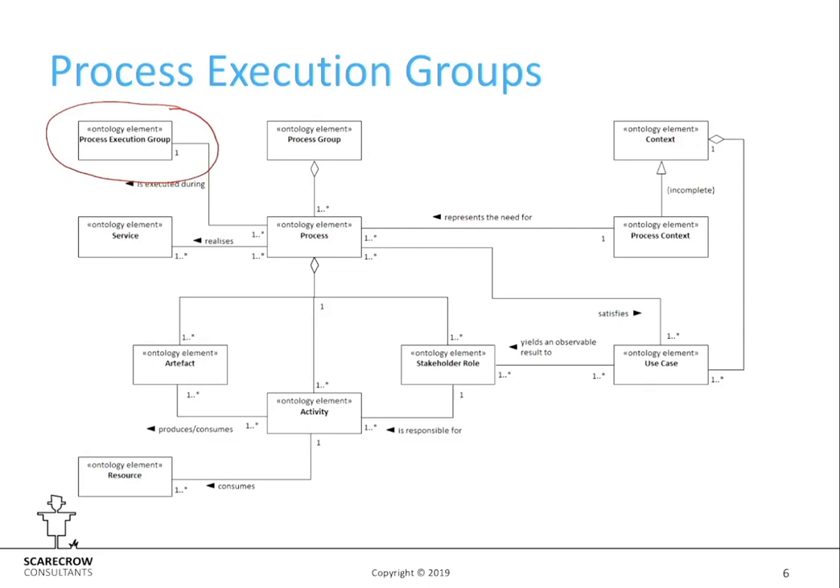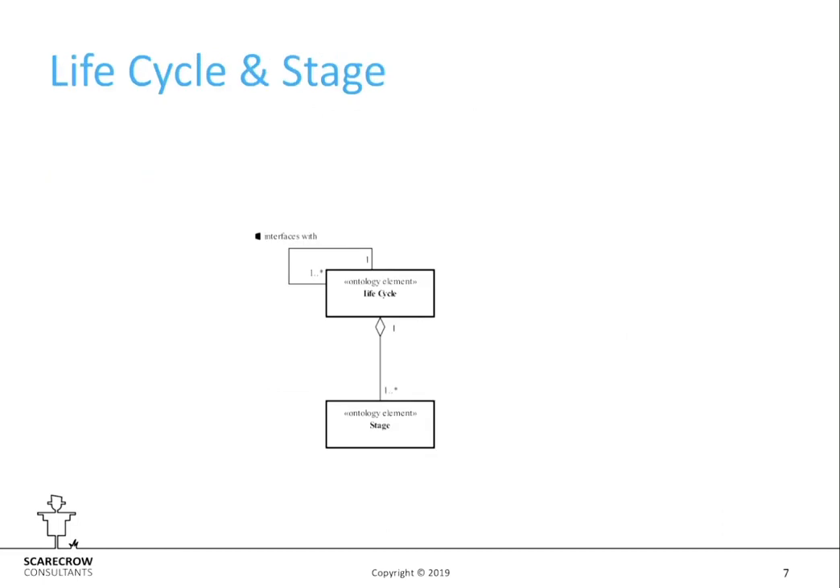But they're going to tie into the process through this new thing called a process execution group, which we've got on this process ontology. So everything over here is our standard process modeling ontology that we've just recapped and we did last week, and we've added this extension which I'll come back to. So life cycles and life cycle modeling.